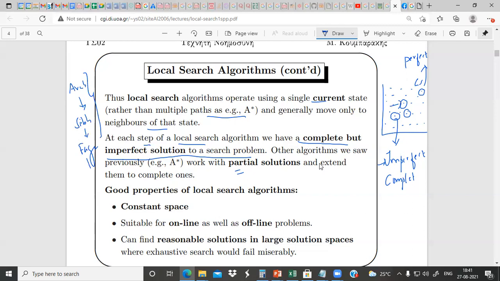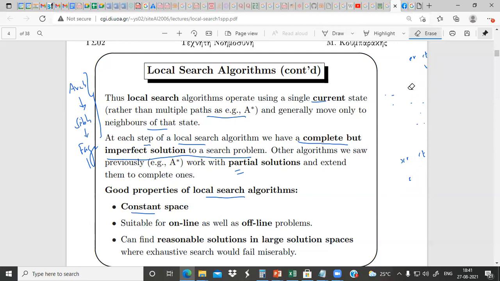Okay. So what are the advantages of local search algorithms? These are the advantages. Constant space, that is, the memory requirement is constant, because the algorithm needs to remember only one state. It need not remember anything more than the current state. So the memory requirement is always constant. It is neither linear nor exponential. It is just a constant memory requirement. It is suitable for both online and offline problems. Online means real-time problems. In real-time problems also you can apply it, because it does not demand more memory.